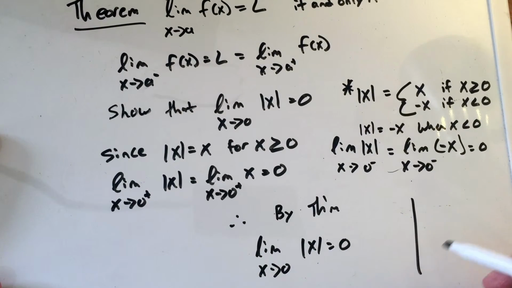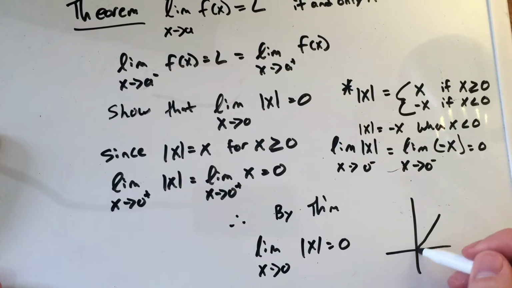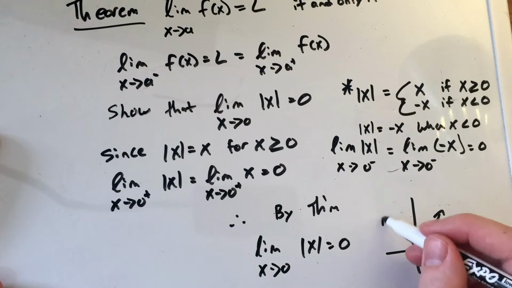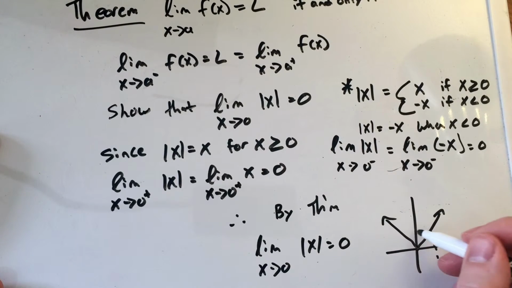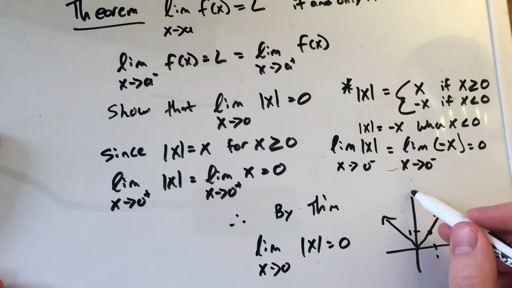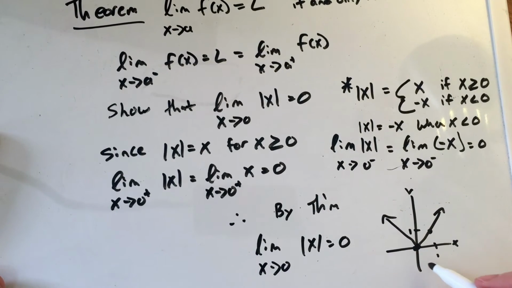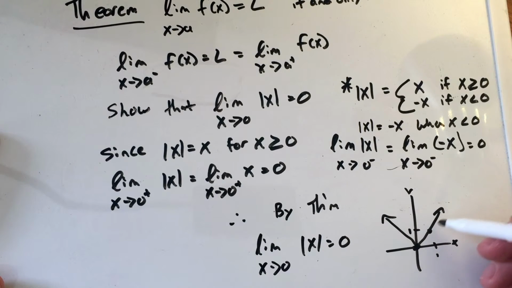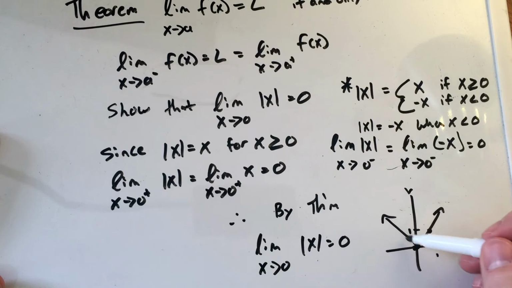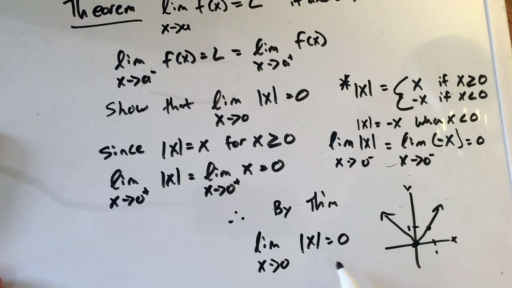The graph of the absolute value function looks like this. We can see here that if we approach this value, that's 0, from the right, the positive values, it's approaching that 0, and then from the left, it's also approaching that 0. Since they're both approaching from both sides, we can say that the limit, in fact, is 0.